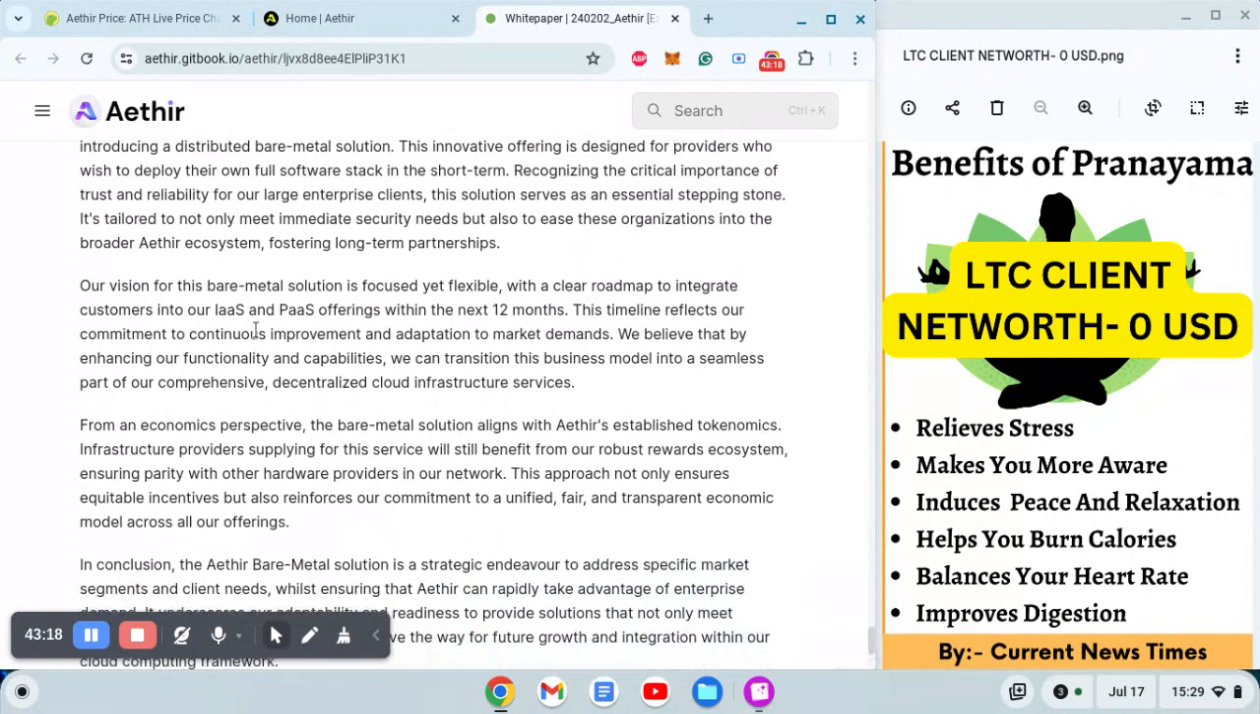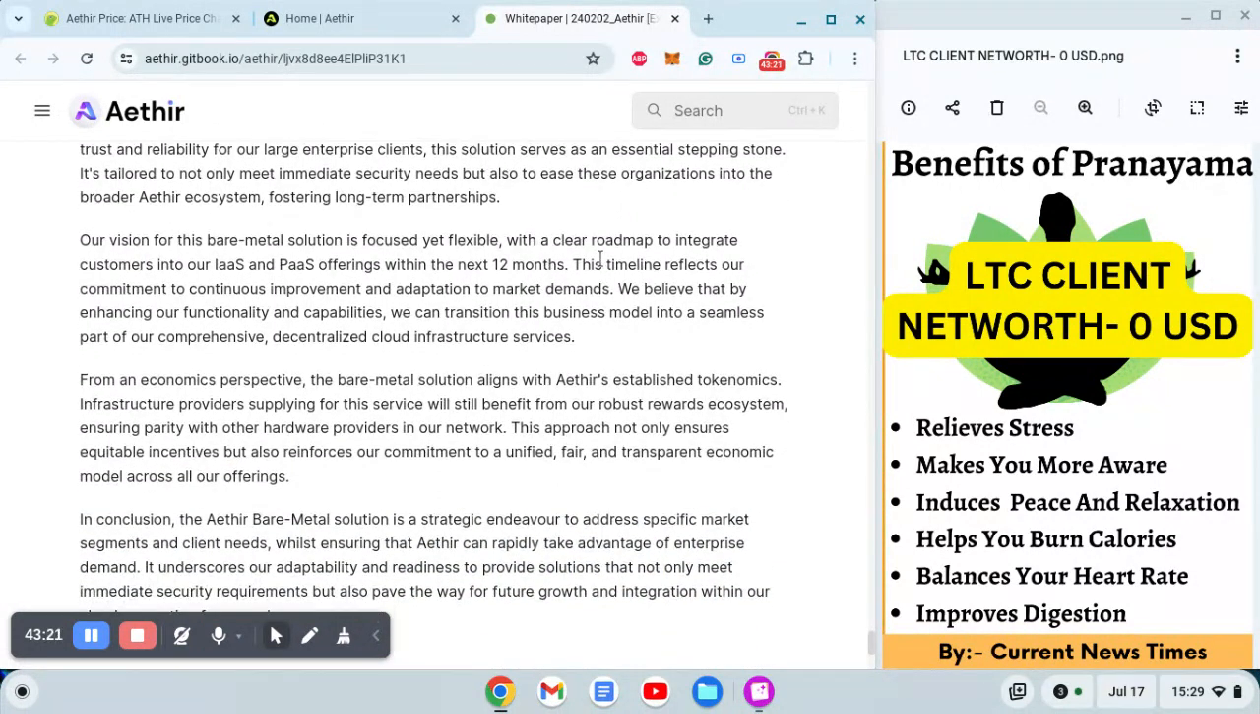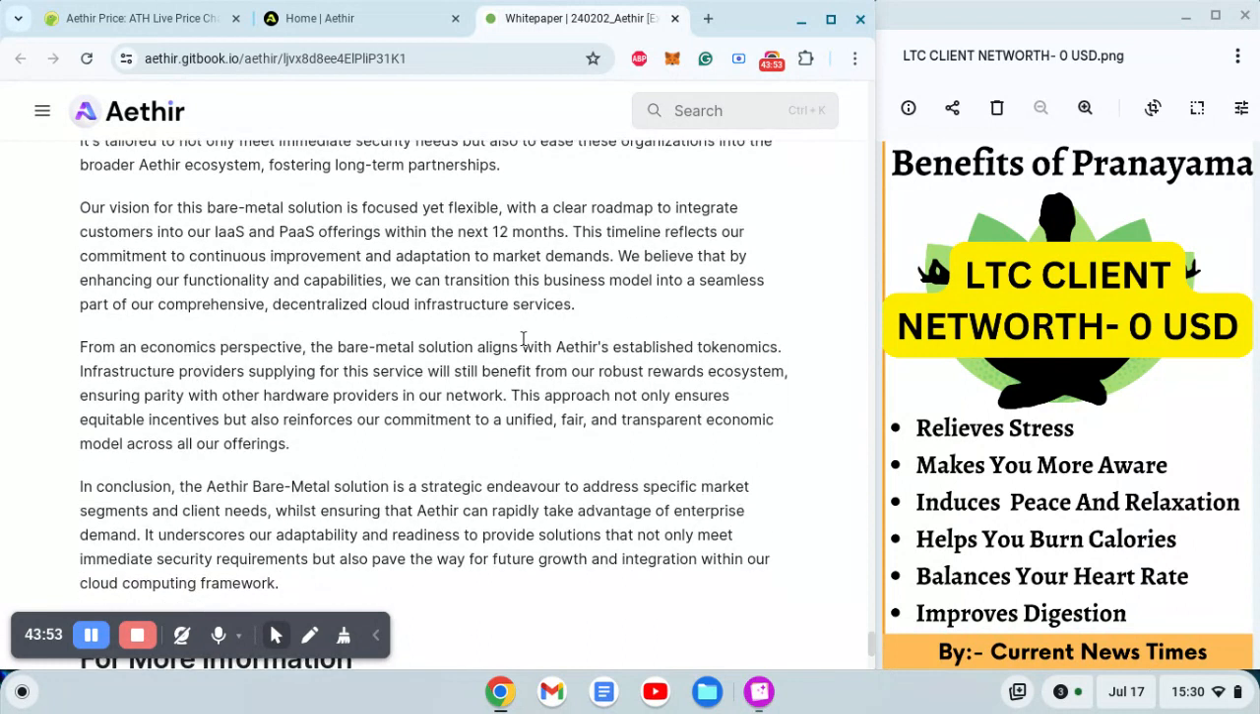Our vision for this bare metal solution is focused yet flexible, with a clear roadmap to integrate customers into our IaaS and PaaS offerings. I don't know, generally software as a service is SaaS, I know, but PaaS, I don't know. Offering within the next 12 months, this timeline reflects our commitment to continuous improvement and adaptation to market demands. We believe that by enhancing our functionality and capabilities, we can transition this business model into a seamless part of our comprehensive decentralized cloud infrastructure services.